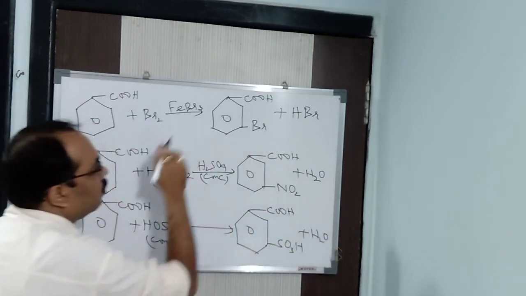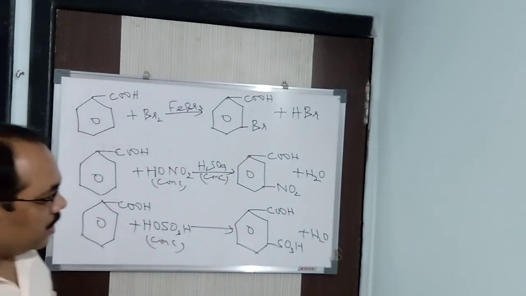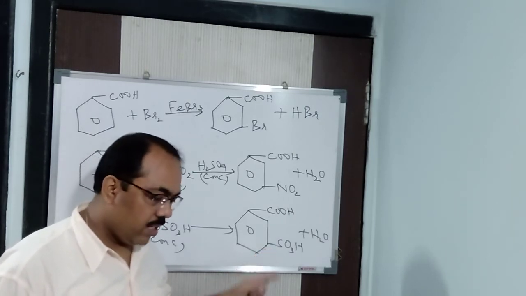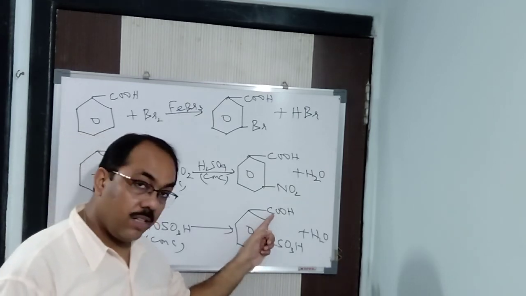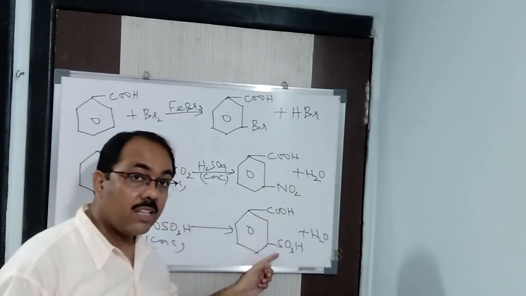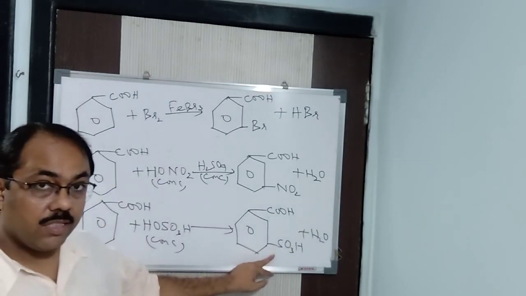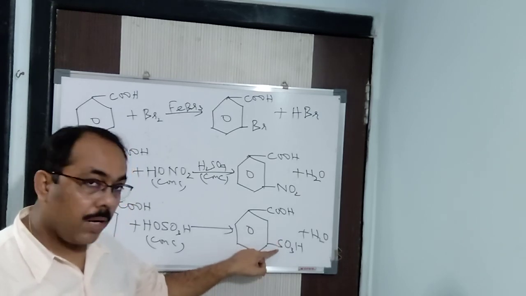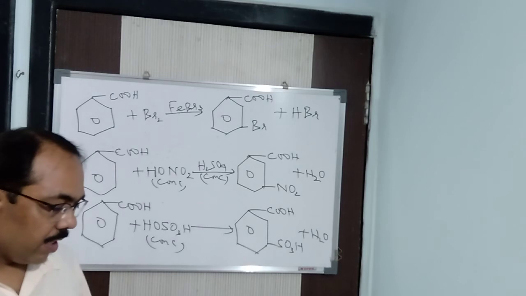This is meta-nitrobenzoic acid. This is meta-bromobenzoic acid. But here, COOH is the primary functional group, you know that. This one, COOH, is the primary functional group, and SO3H is not the primary, it is secondary. So this is meta-sulfonic benzoic acid. You will be getting it.